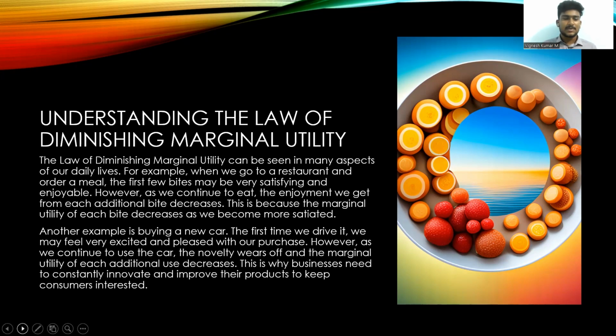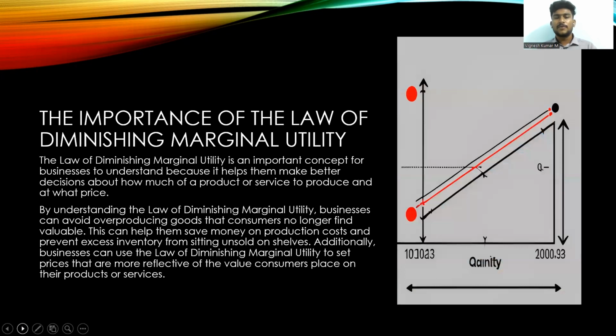That's what. The importance of the law of diminishing marginal utility. The law of diminishing marginal utility is an important concept for businesses to understand because it helps them make better decisions about how much of a product or service to produce and at what price. By understanding it, businesses can avoid overproducing goods that consumers no longer find valuable. This can help them save money on production costs and prevent excess inventory from sitting unsold on shelves.